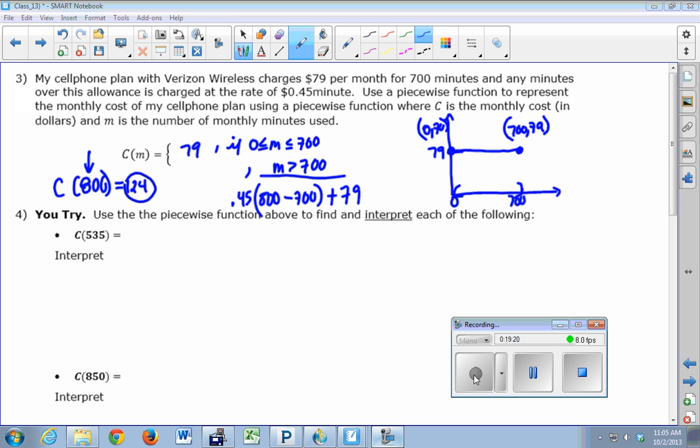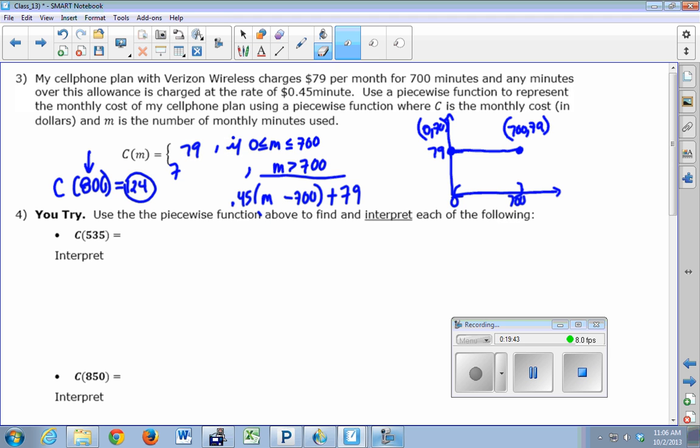Perfect. Okay. So what if I had 900 now? What would happen? What would change in this blue formula right here? This, the number of minutes that's over 700. So now I replace that with my variable m, and there's my formula.